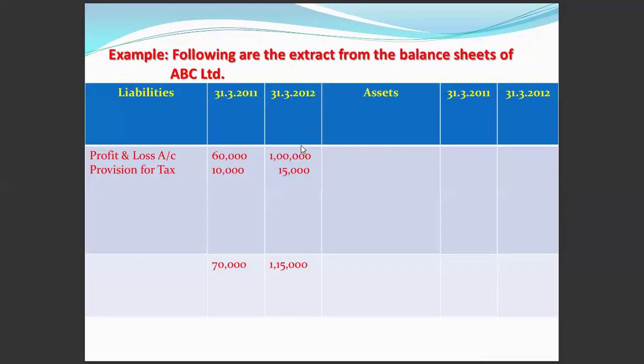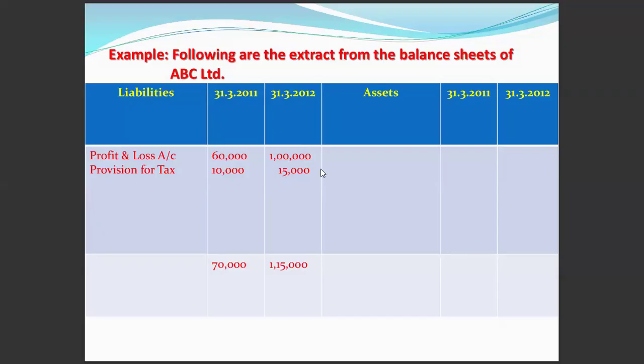So here's the illustration to show you. Following are the abstracts of the balance sheet of ABC Limited. I have a profit and loss account with opening balance 60,000 and closing balance of 1 lakh. The provision for tax was earlier 10,000 and at the end it is 15,000. So this indicates the current year has increased the provision for tax by 5,000. My profits are increased by 40,000.